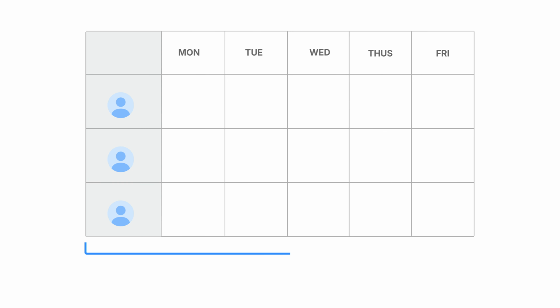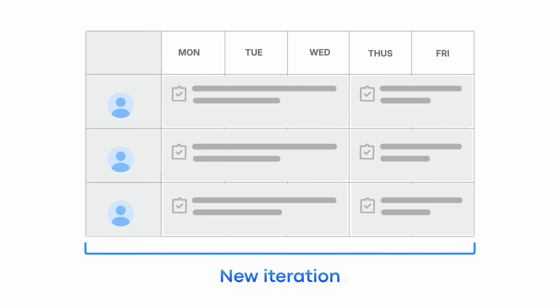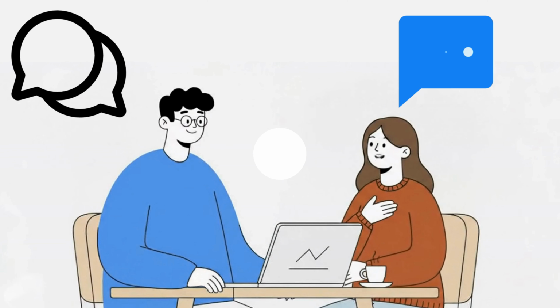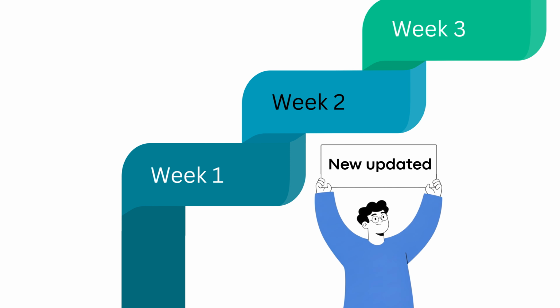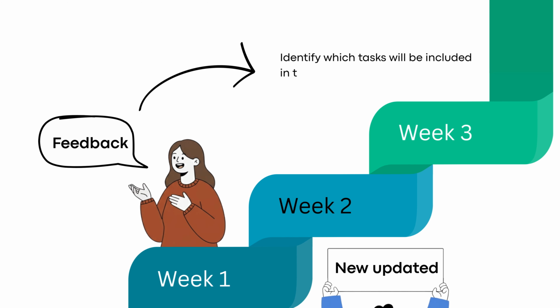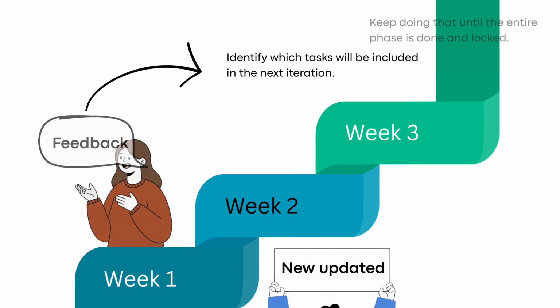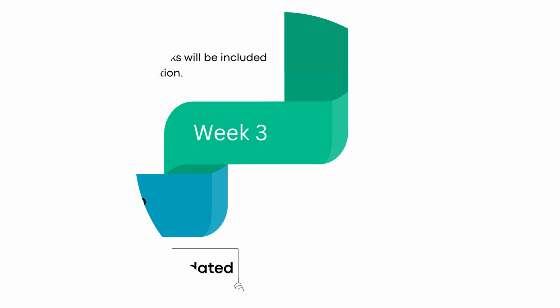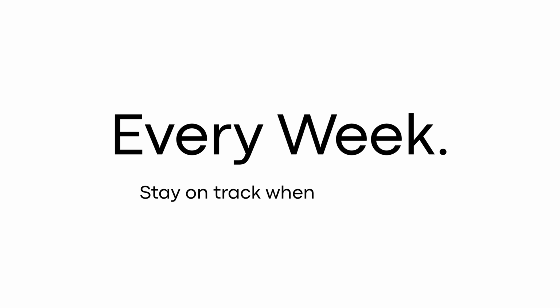Next week, you create a new iteration with a new set of tasks, all aligned with the same milestone of the phase. For client work, this works especially well. You deliver updates once a week. Clients give feedback early next week. That feedback determines what tasks go into the next iteration, and you keep doing that until the entire phase is done and locked to move on to the next phase. Review, adjust, deliver every week. That's how teams stay on track when plans shift.